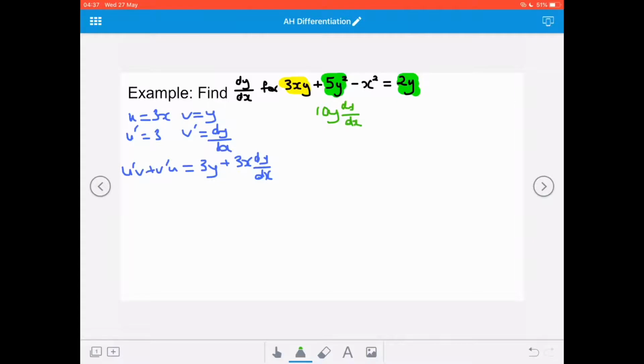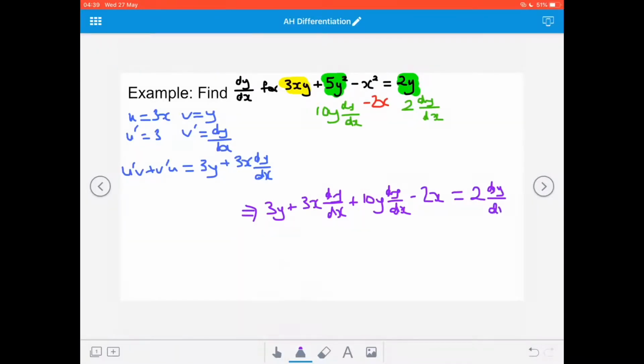And the 2y, using the chain rule, is going to give us 2 multiplied by dy by dx. And then the only thing that is left to differentiate is that minus x squared, and that's going to give us a minus 2x. So if we substitute all of that into our derivative, so we're differentiating both sides with respect to x, we've got 3y plus 3x dy by dx plus 10y dy by dx minus 2x, and that's going to equal 2 times dy by dx.